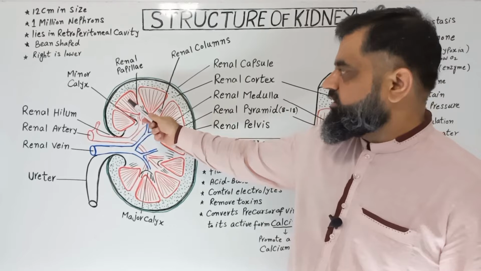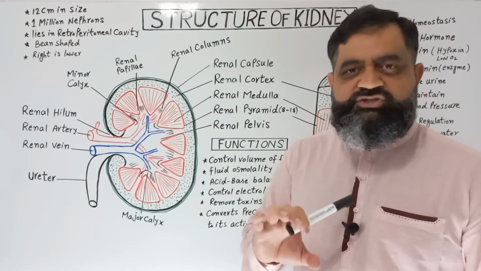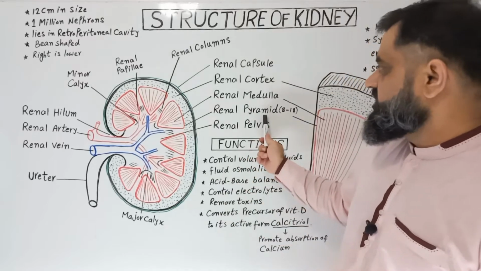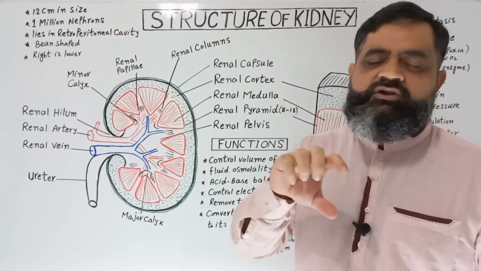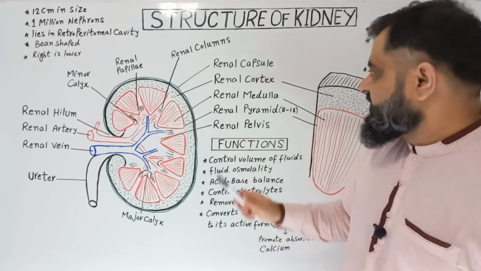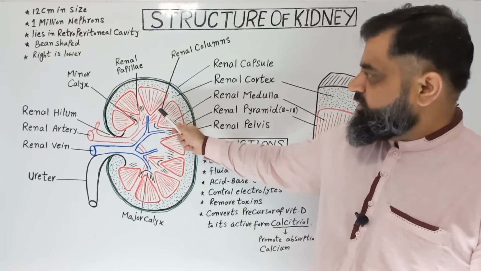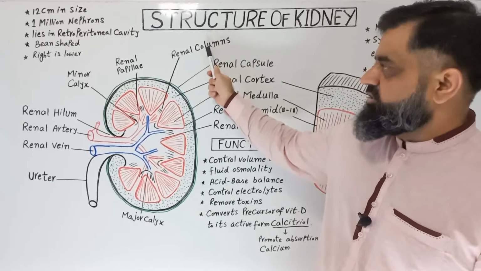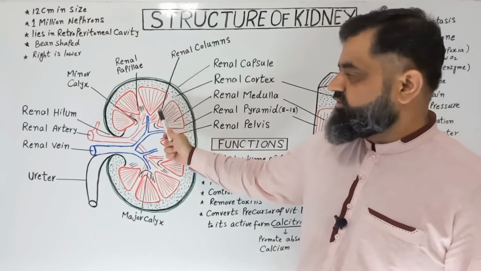The renal medulla contains 8 to 18 pyramid-shaped, triangular structures known as renal pyramids. These pyramids are located in the center of the renal medulla. The renal medulla also contains, in between them, renal columns, which are basically parts of the renal cortex that are continuous with the renal medulla.